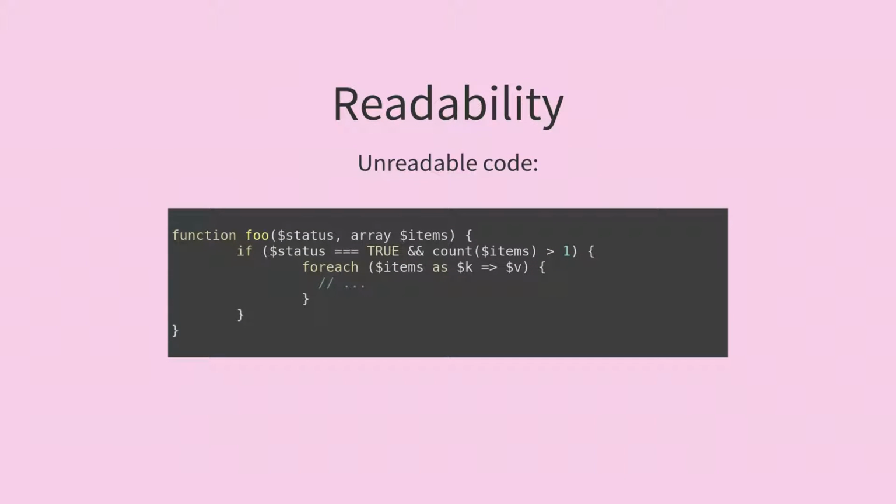So if we look at this, this is a small piece of code with 2 conditions and a loop. And I call this relatively unreadable code. You've got multiple conditions in the same if statement. You've got nesting, so you've got a loop inside of an if statement. And this is just 2 levels of nesting.